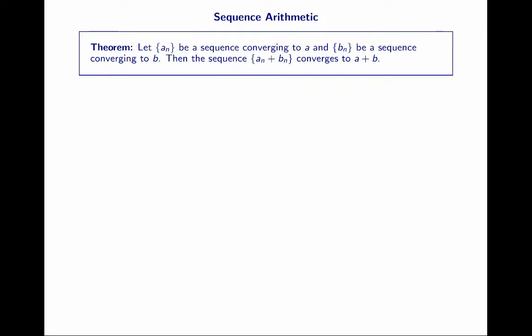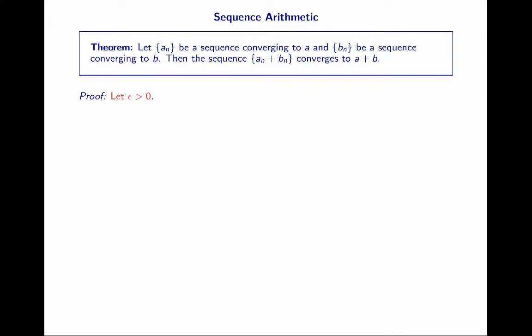So let's start with addition. Suppose a_n is a sequence converging to A, and the sequence b_n converges to B. Then if I form a sequence by adding element-wise the sequence entries of a_n and the sequence entries of b_n, then that sequence converges to A plus B. And so let's give a proof of that.